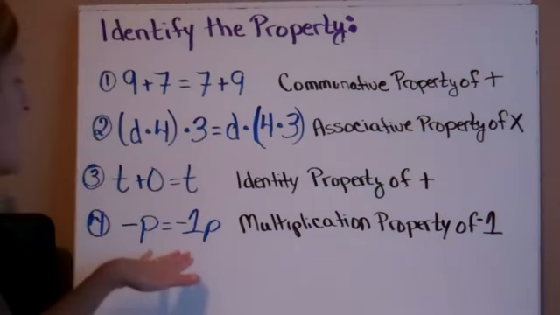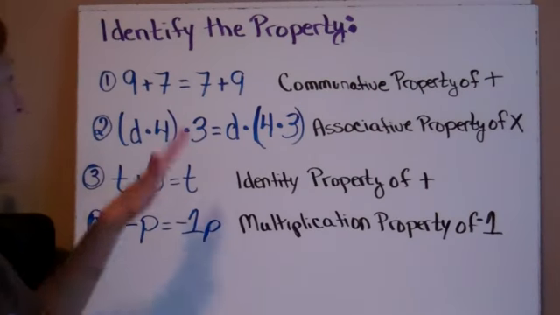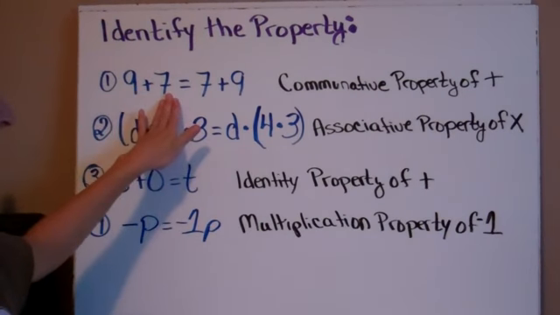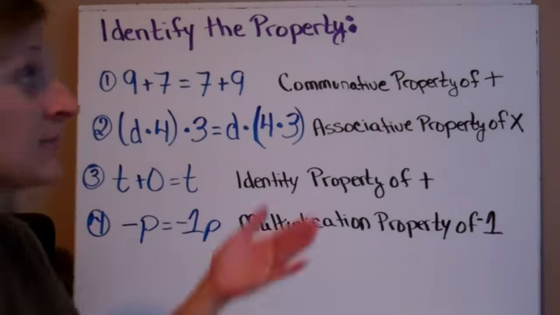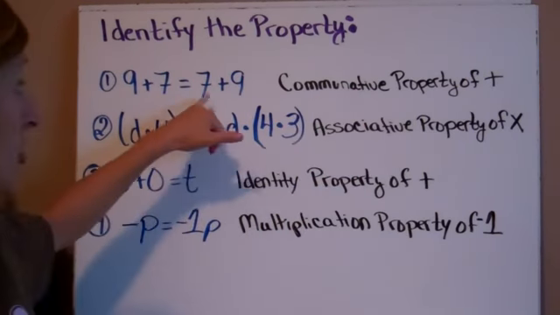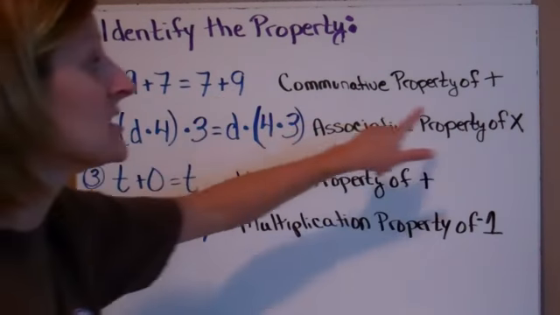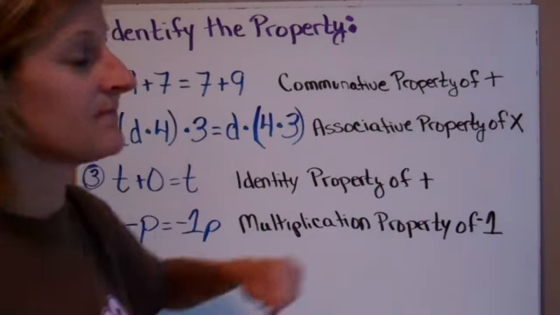Alright, now I've given you some examples and we're identifying the property. This first one, 9 plus 7 equals 7 plus 9. All we did was switch the places. So that's going to be the commutative property, and our operation was addition, so it's commutative property of addition.